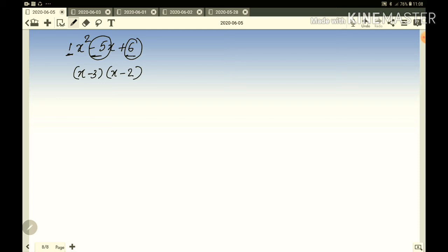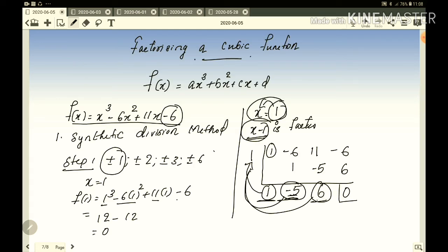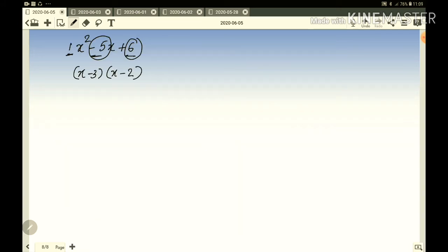So we got already one factor by factor theorem. What is that factor? X minus 1, isn't it? Now 2 more factors I got. So all factors, I'm just writing it here. X minus 1, then X minus 3, then X minus 2. These are the factors of that cubic function.